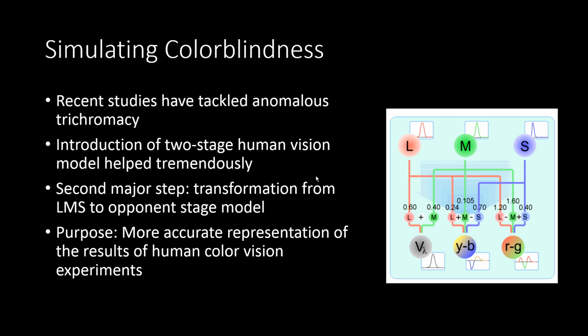Recent studies have tackled anomalous trichromacy. Previously they were only tackling dichromacy. The introduction of the two-stage human vision model has helped tremendously with that. Basically, it uses research on human vision to determine what we actually see, because if you've been colorblind all your life, you're going to perceive colors in a different way, because your brain will adapt to your deficiency. So the second major step is the transformation from the LMS domain to the opponent stage model shown on the bottom of the image.